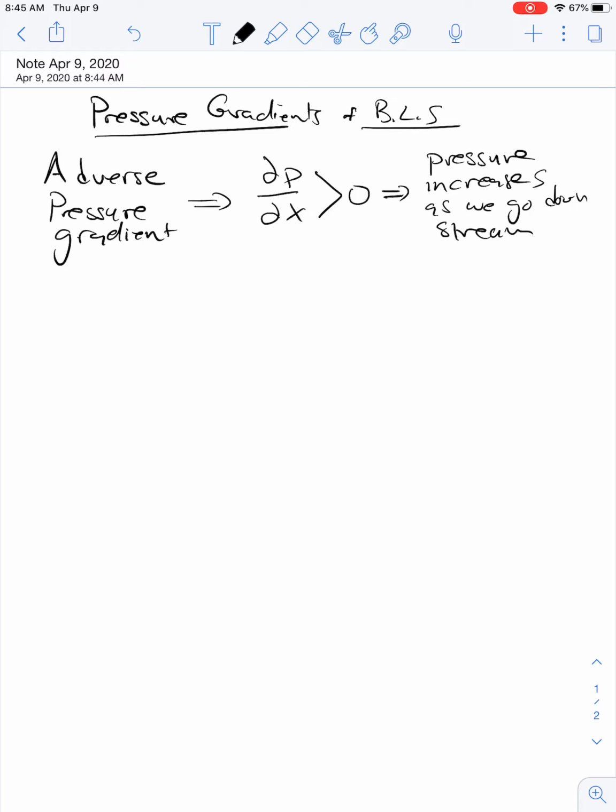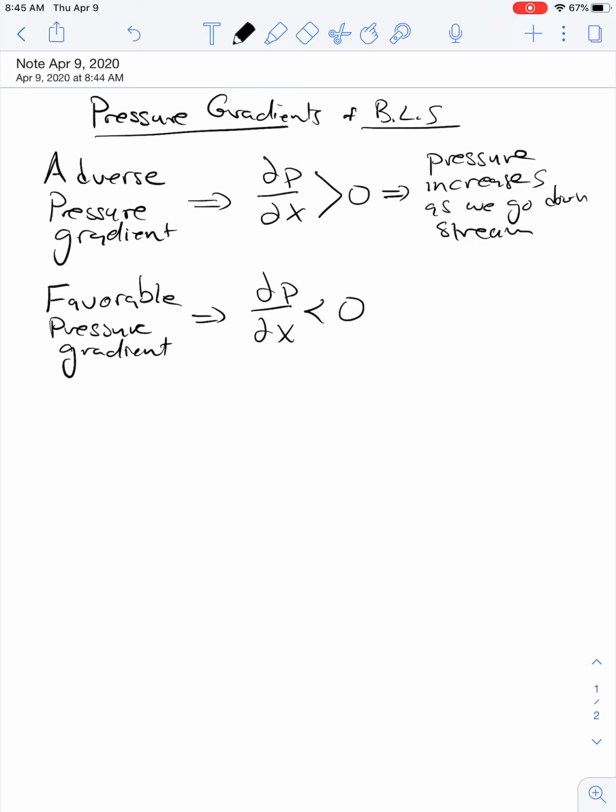All right, and then we also have what we call the favorable pressure gradient. And this is where dP/dx is less than zero, and the pressure decreases as we go downstream. Okay, so those are our definitions that we have here.